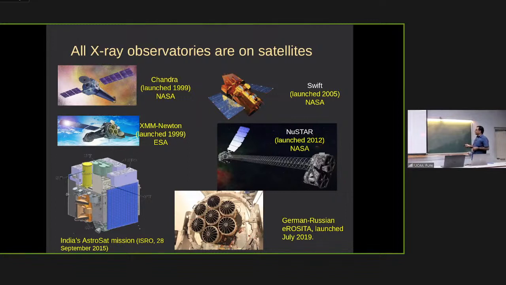Then we have our own Indian satellite, AstroSat, which was launched in 2015. It's still operating, and most of the launch instruments are still working. Then a newer one is eROSITA. This is a German-Russian satellite which was launched in July 2019. And this is a survey telescope. It's surveying the entire sky in the X-ray band, I think from about a few kilo electron volts all the way up to tens of kilo electron volts. So it's discovering a huge number of sources.